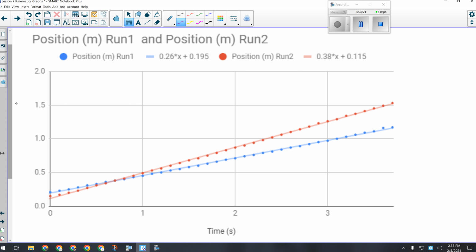All right. Which object's faster? 1 or 2? Line steeper for 2, has a greater slope. Plus we can see that numerically here. Run 2's slope is 0.38, where run 1's slope is 0.26. Again, those are interpretation type questions that you could get.